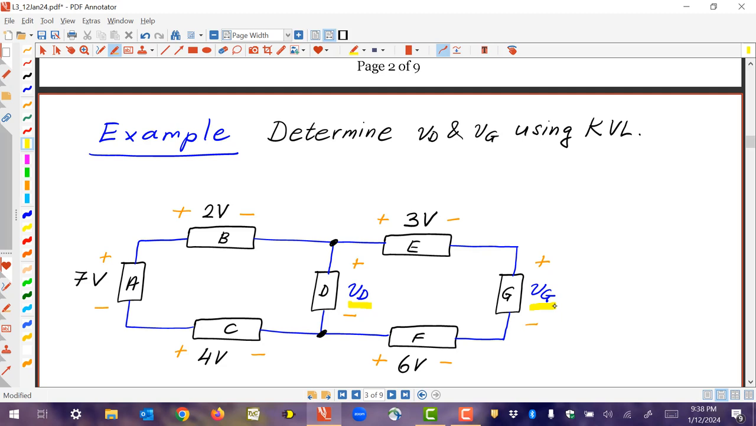For example, if you look at this left loop, and let's go clockwise, in that loop the elements are A, B, C, D. Let's not worry about rises or drops, but the voltages for A, B, C are known, but D is not known. Well, I think we can write a KVL equation in that loop in which we can solve for the unknown V sub D. So that's what we're looking for.